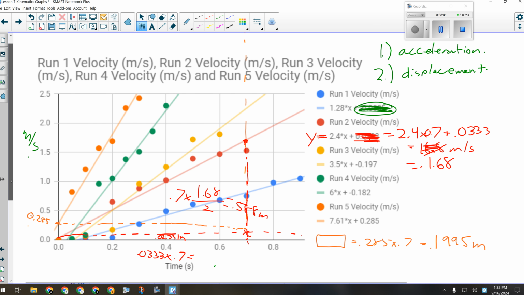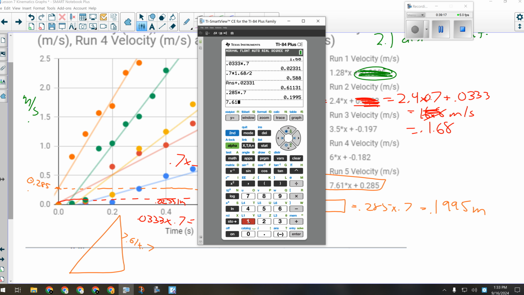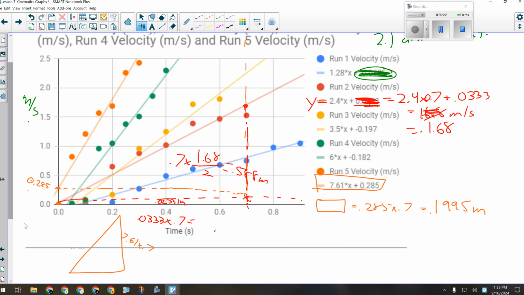Then I've got to calculate the triangle for that orange one. Okay, so that triangle, I don't know how tall that triangle is yet because I haven't calculated it. But I do know enough to do that. Okay, if x is 0.7 seconds, I can calculate the height of that triangle. So I'm going to calculate the height of this triangle by going 7.61 times 0.7, and I'm not going to bother to add that on there because I just have to take it off after anyway, because that's the height of the rectangle. I only want the height of the triangle. Right? So 7.61 times 0.7. There's the height of my triangle, 5.327 meters per second.